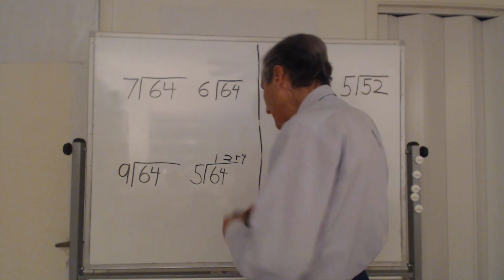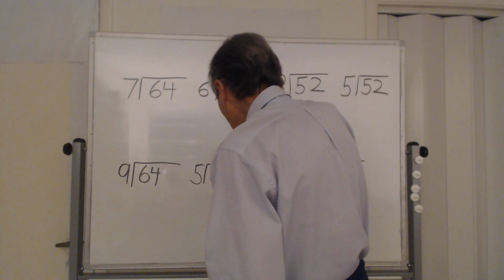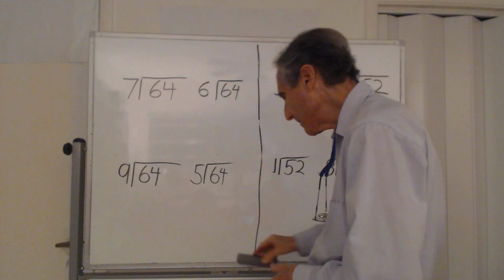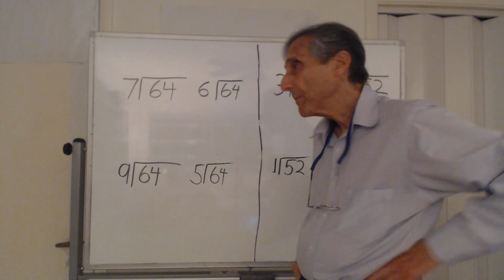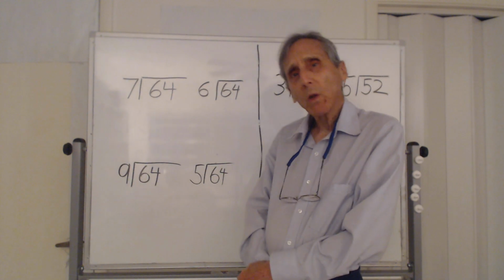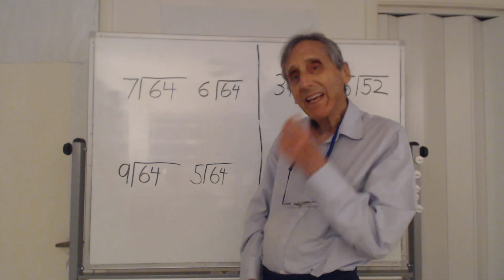I left the answer here. Let's take it off. No cheatsies. Going to have to solve it right now. Okay, 7 divided into 64. Well, what is it? So you have to think.